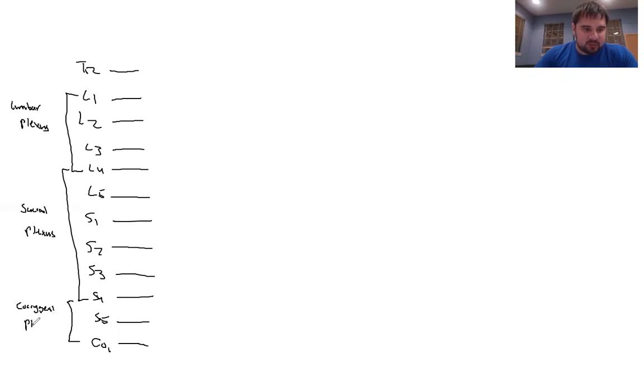Basically, what your coccygeal plexus is, like I said, it's formed from fibers S4, S5, and your Co1. And what your coccygeal plexus is going to innervate is basically the skin found in this coccygeal region. That's basically all that this coccygeal plexus is known for doing mainly. So that's kind of the setup of the coccygeal plexus.